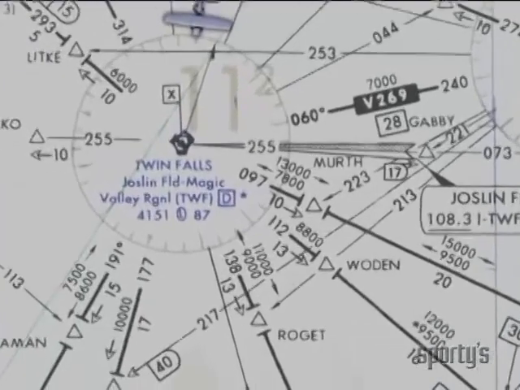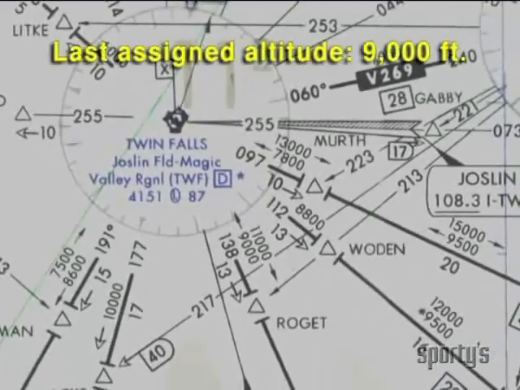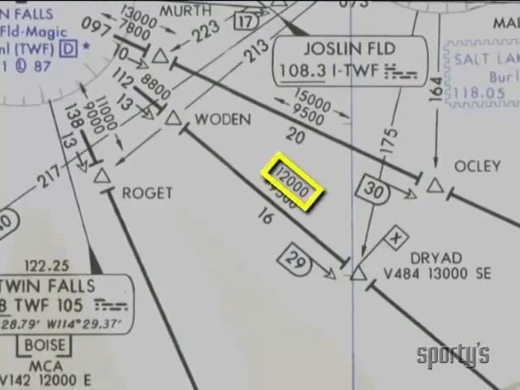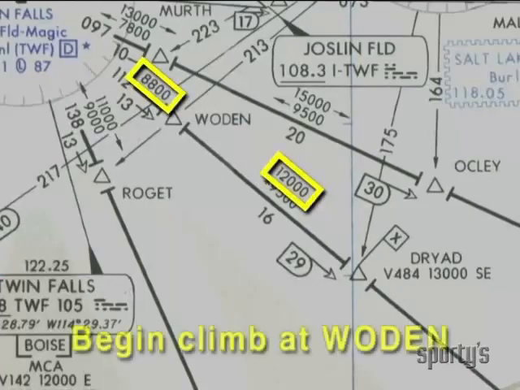From Twin Falls to Woden, the last assigned altitude, 9,000 feet, is higher than the minimum for IFR. From Woden to Dryad, the minimum for IFR, 12,000 feet, is higher than the last clearance. The segment to Dryad should be flown at 12,000 feet. FAR 91.177 specifies that except for a minimum crossing altitude, climb to a higher minimum altitude shall begin immediately after passing the point beyond which the higher altitude applies.